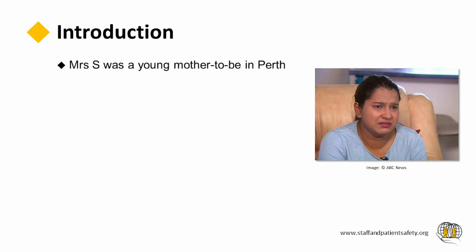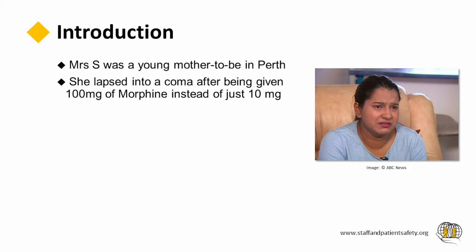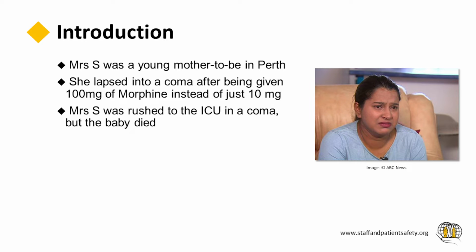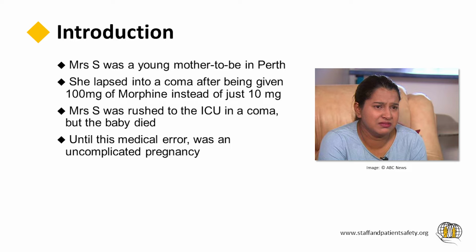She lapsed into a coma after being given 100 milligrams of morphine during labor instead of the standard maximum routine dose of 10 milligrams. After lapsing into a coma, Mrs. S was rushed into the ICU. While she was able to come out of the coma, unfortunately her baby died as a result. Up until this medical event, Mrs. S was having an uncomplicated pregnancy.